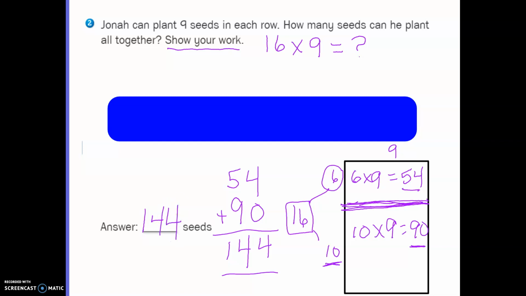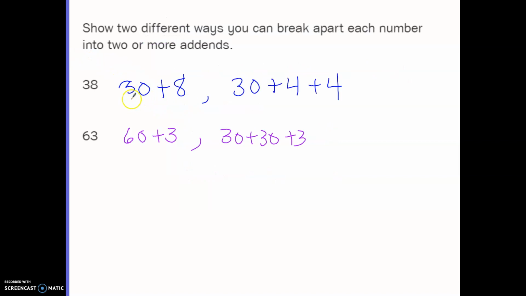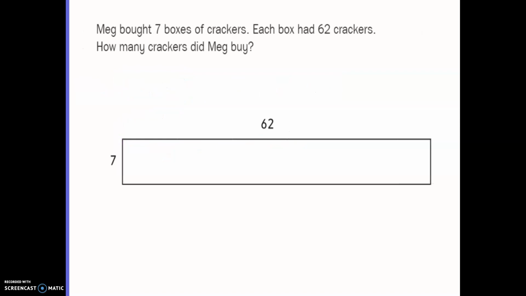144 seeds. So we're going to take our knowledge of taking our bigger numbers and writing them into 2 addends, separating them, partitioning those numbers to help us solve some multiplication problems where I'm multiplying a 2-digit number by a 1-digit number. All right, so here's a problem.